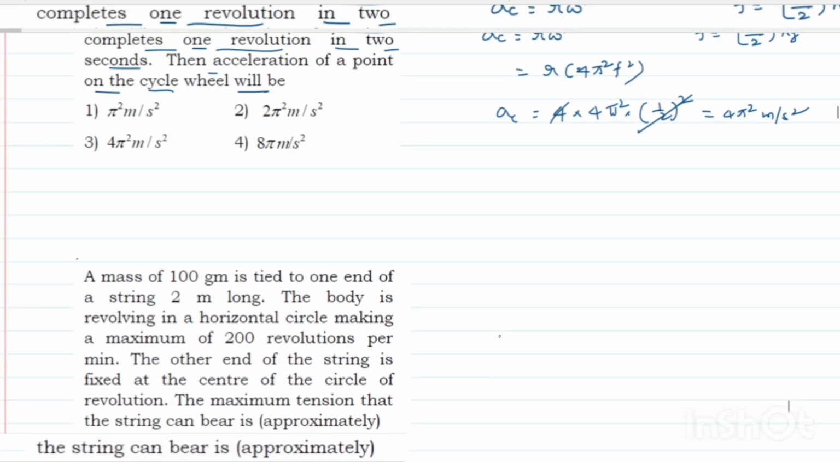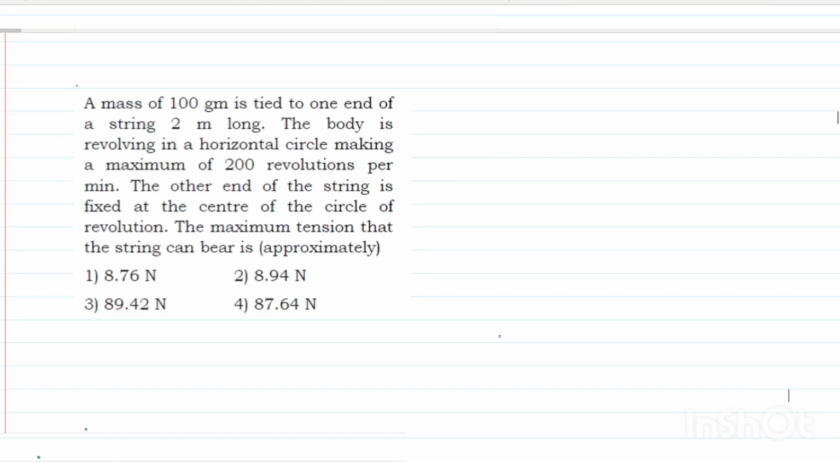Let us see the next question. The next question says a mass of 100 gram is tied to one end of a string 2 meter long. The body is revolving in a horizontal circle. The string length is 2 meter, that is the radius. The body is revolving by making a maximum of 200 revolutions per minute. So the frequency is 200 revolutions per minute, divided by 60. 2 tens and 2 threes, so it is 10 by 3 Hz, the frequency.